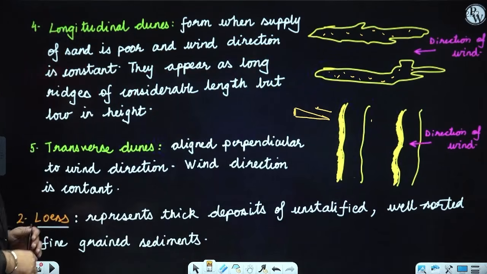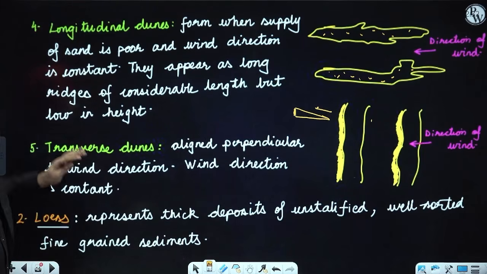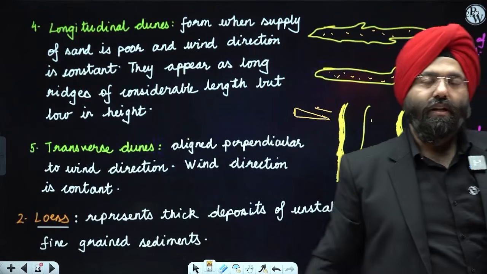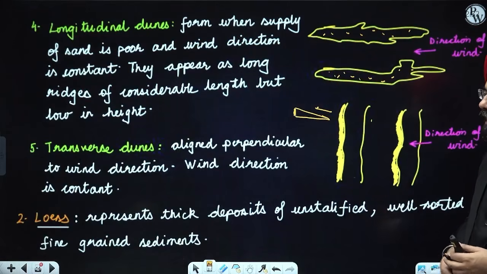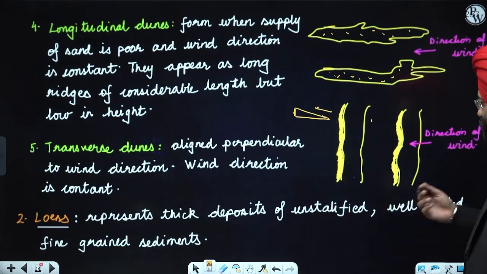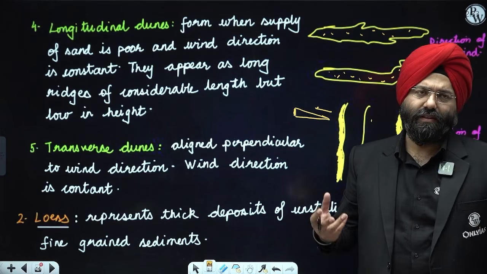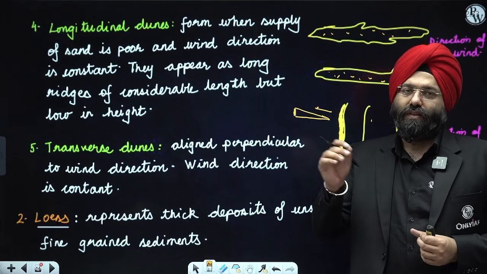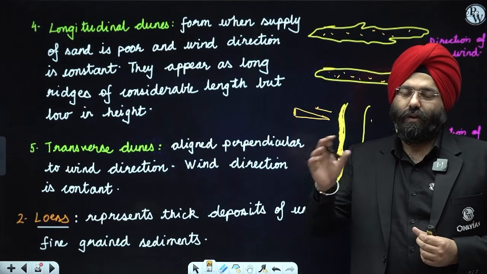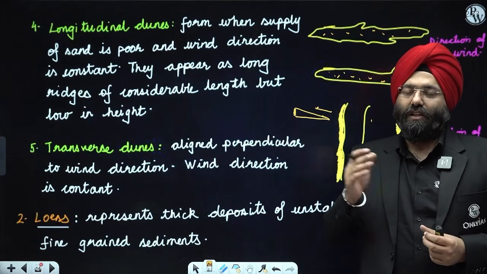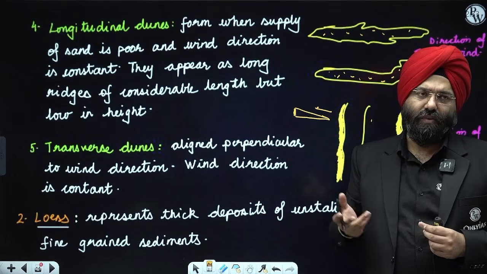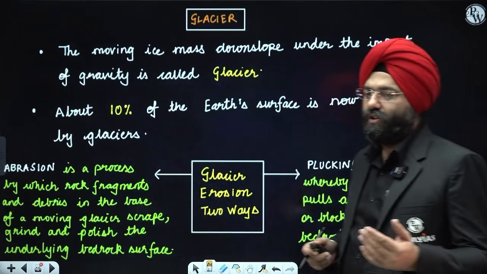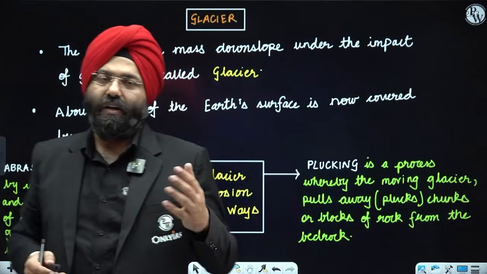Okay. Next, these are the 5 types of dunes that you should be aware of. They have been asked repeatedly. They will be asked in your prelims as well as in your mains. Loess. Loess represents a thick deposit of unstratified, well-sorted, fine-grained sediments. These are again very simple concepts. This has been asked in prelims as one of the questions: loess is associated with which of the following processes? There was glacier, there was wind. So it was a very simple question. It was asked in the prelims also, right? So these are the factors associated with the depositional and erosional features of the wind, and the wind as a whole we have studied.